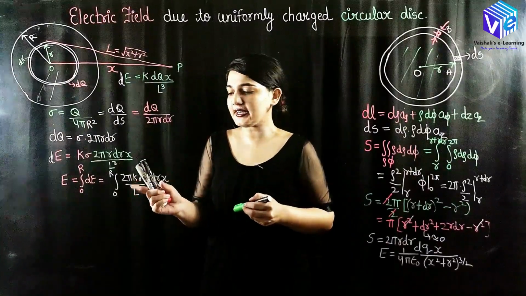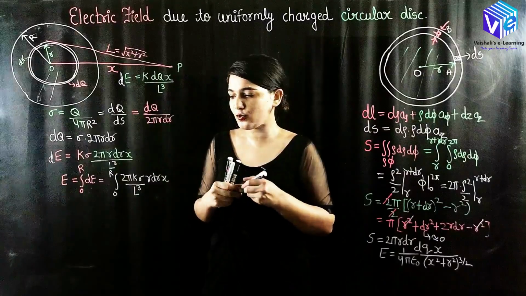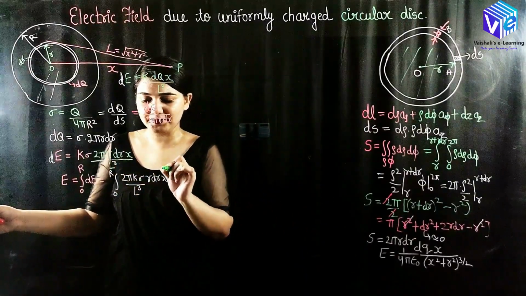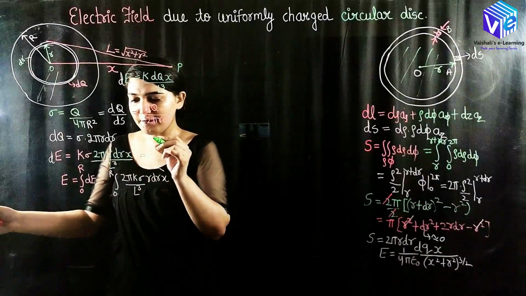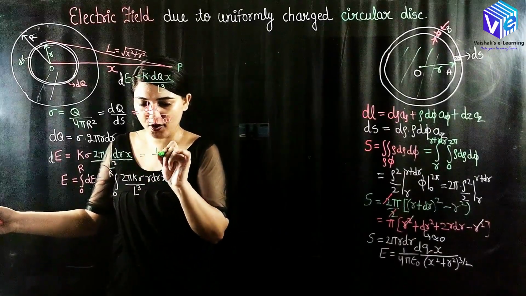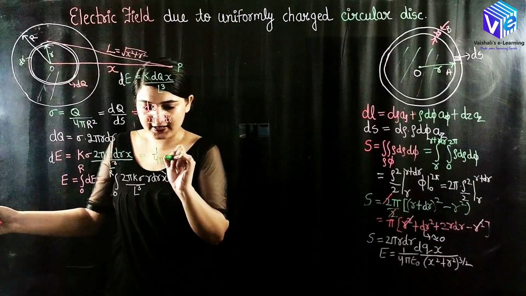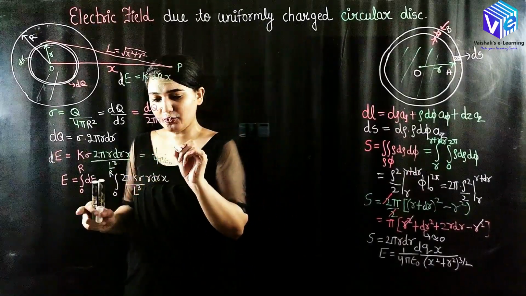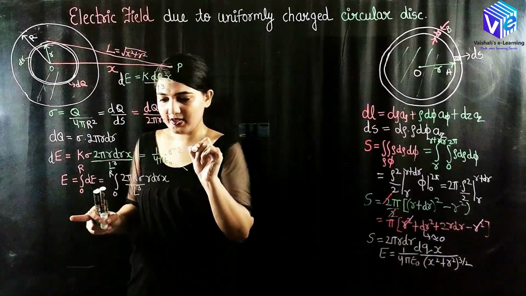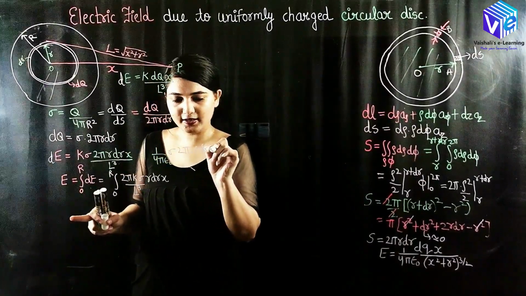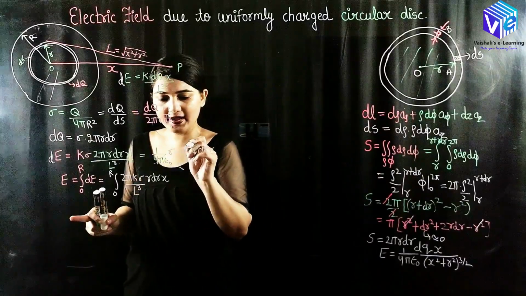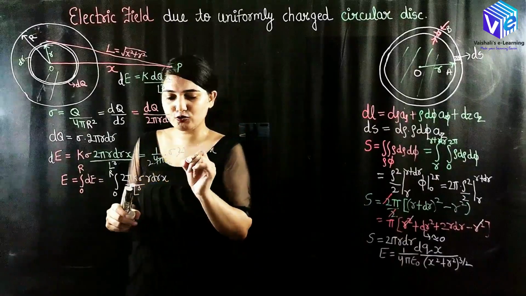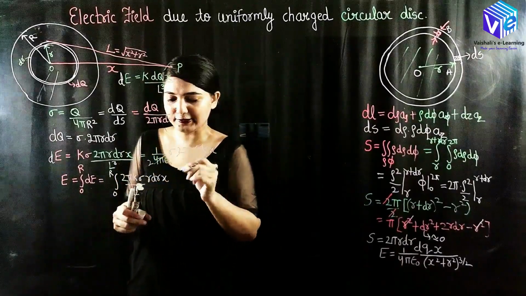But before integrating, I will be observing this equation. Here, what is my K? K is 1 upon 4 pi epsilon naught. So I will be simplifying it first. Here 1 upon 4 pi epsilon naught is my K. Now what I am left with is sigma into 2 pi into r into dr into x. So the 4 pi and the 2 pi will be cancelling out, and I am left with 2 epsilon naught, and here I have L cube also.